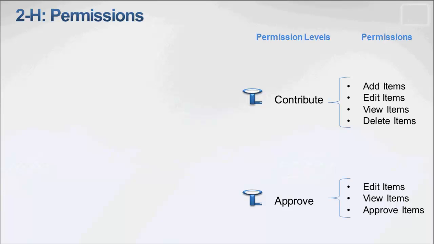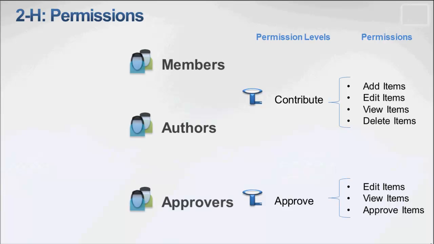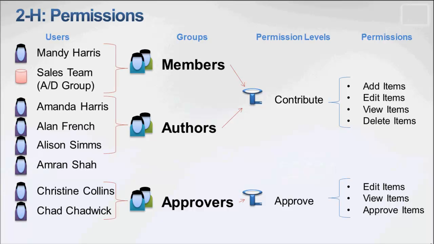So we have a contribute, we can also have an approve, but we've also seen for our owners the full control, and for our visitors we've seen the read only. Here we have 3 groups, members and authors who contribute, and the approvers who will use the approve permission level. And then we'll assign our users inside those groups.